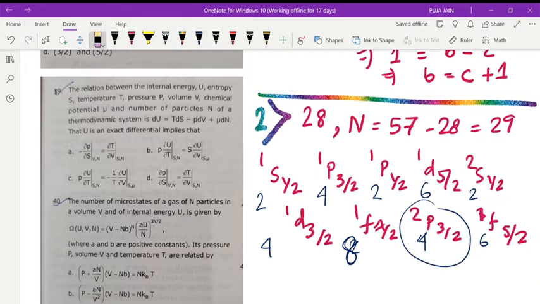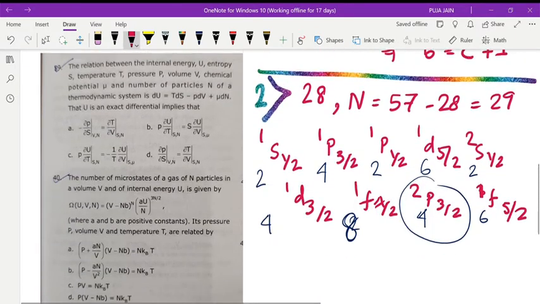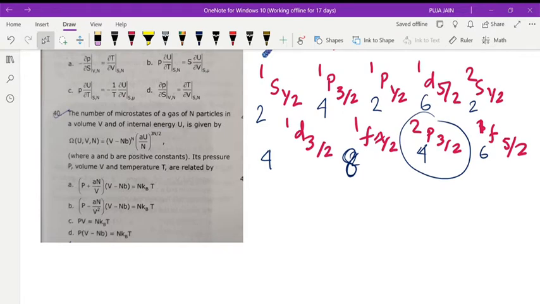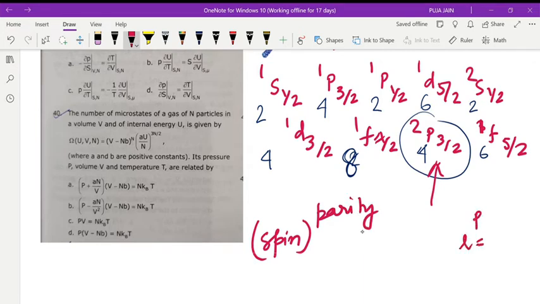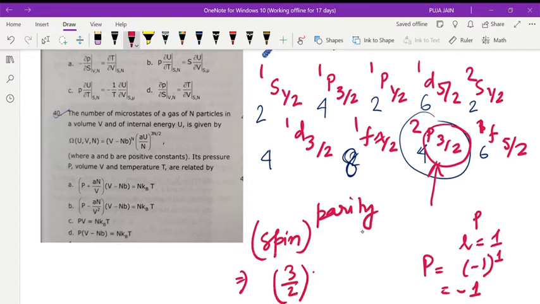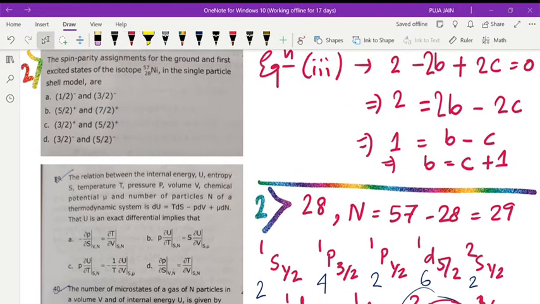Okay. So here they have asked us for the spin parity assignment. The last electron will be in this shell, this one, and that is 2p 3 by 2. So how do we write spin parity? Spin parity we write in this way, right? So this is p, so L equals 1. So minus 1 to the power 1, the parity, equals minus 1, right? And spin, this is 3 by 2. So we write the value of J, that is 3 by 2 minus. So our answer is 3 by 2 minus.